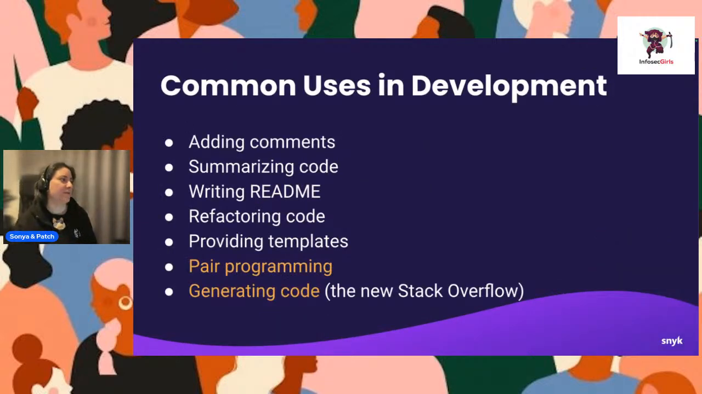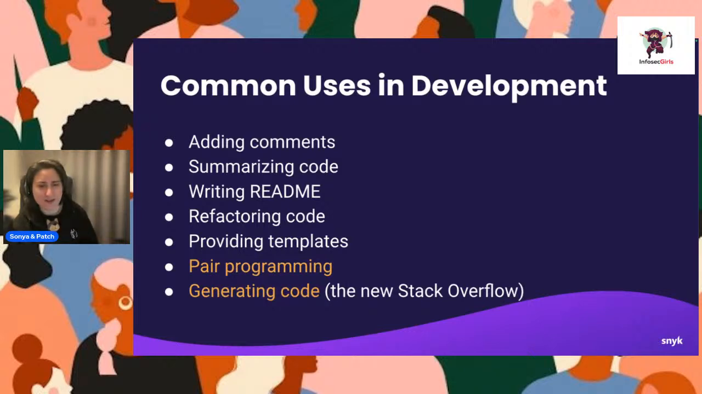So the common uses in development is because they do want to add comments, they want to summarize code, they want to write README files, they want to refactor code, they want to provide templates. And this is a good way actually to scaffold an application. If you don't know where to start, you can just prompt GitHub Copilot, or any of the copilots, just to have a good starting point. You can also do pair programming with a copilot just to bounce some ideas if you're stuck.